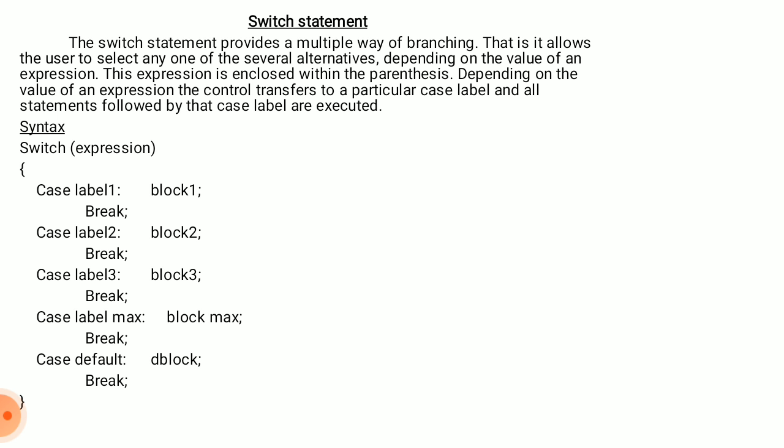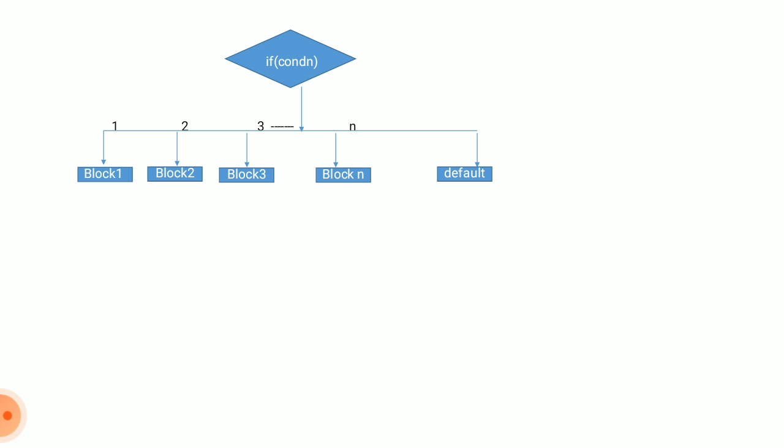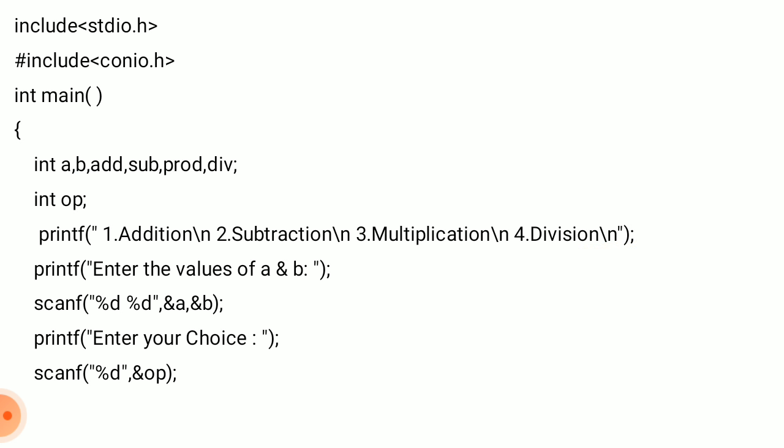So this is the flow chart of the case label. So if condition or if expression, and block 1, block 2, block 3, block n, these are the case labels. Depending on the expression, case labels are called, executed and terminated. Here n means the number of blocks, and by default, apart from any case label, if you are trying to select any other number, then it will select the default case label. So this is the flow chart.